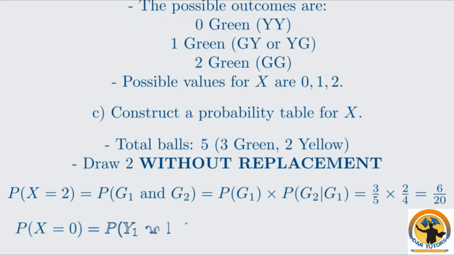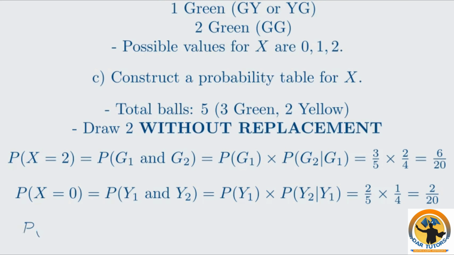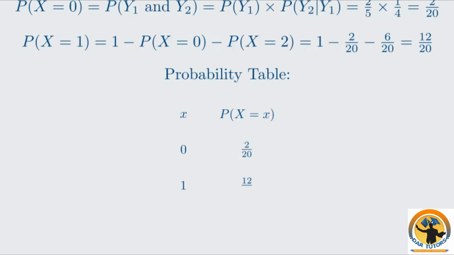The probability of X = 0, which is 2 yellows, is 2/5 times 1/4, which is 2/20. The probability of X = 1 is the remaining probability, 12/20. So here is our complete probability table.